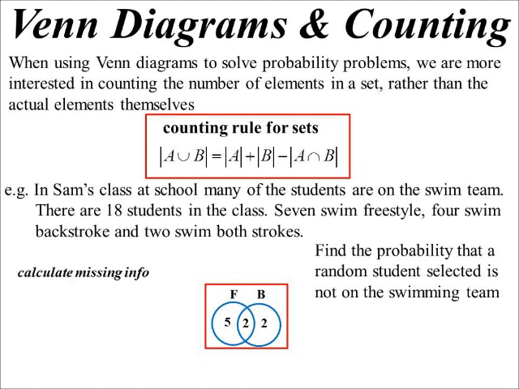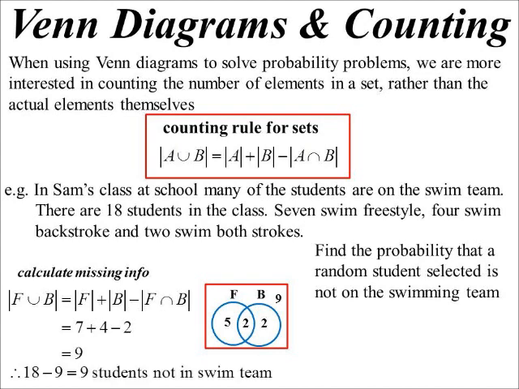So we do a calculation. Using that formula before, we can say F union B we know is 9. So therefore, there was 18 all up, 9 not in the swimming team. Do you actually write that down? You probably just do it in your head by filling in the diagram as you go.